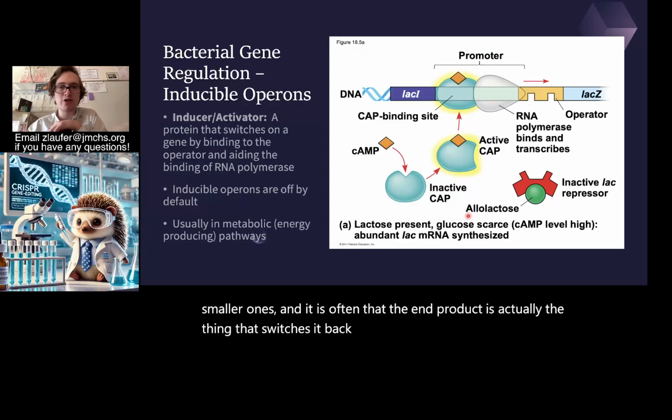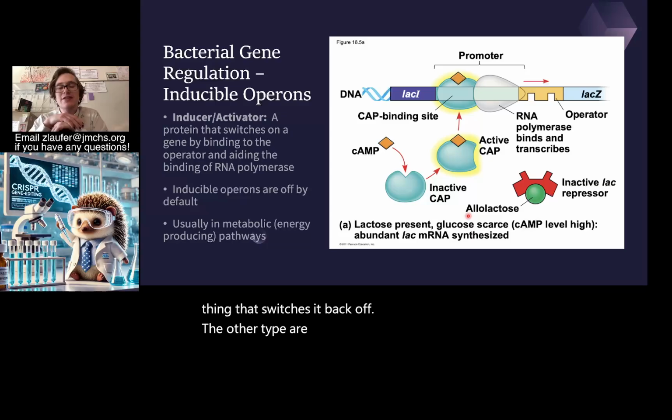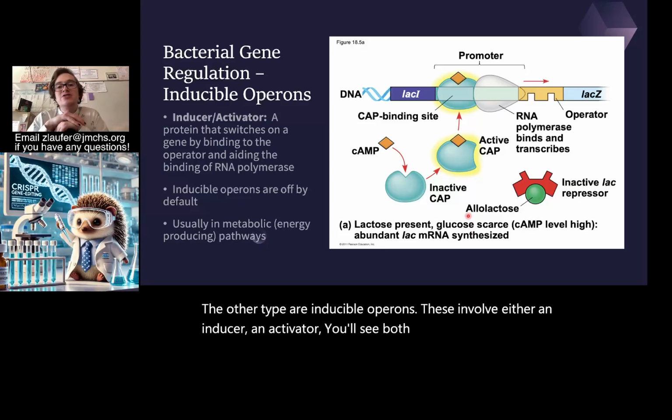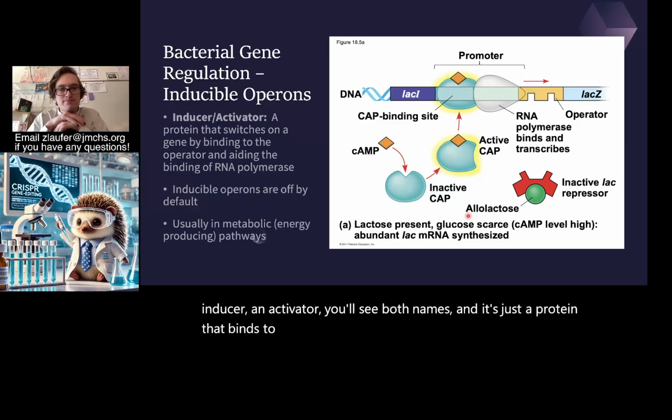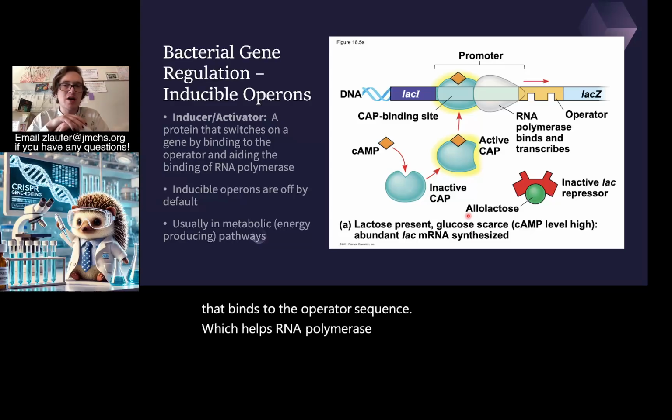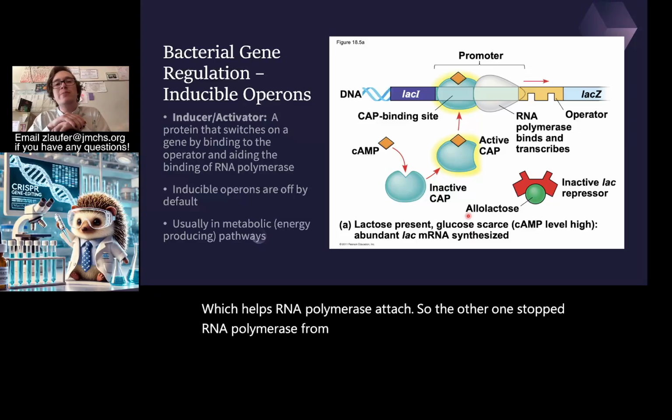The other type are inducible operons. These involve either an inducer or an activator. You'll see both names. And it's just a protein that binds to the operator sequence, which helps RNA polymerase attach. So the other one stopped RNA polymerase from proceeding. In this case, it's helping RNA polymerase attach and proceed.